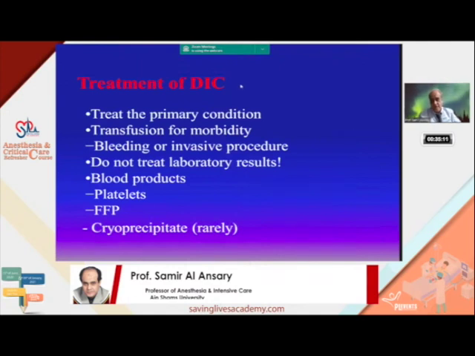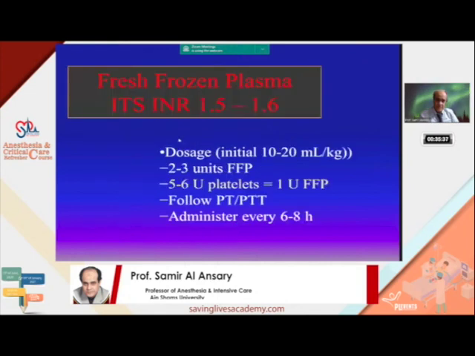Treatment of DIC is according to the situation and according to the underlying problem. But avoid any transfusion as you can. But if the patient is suffering from severe bleeding, you can give platelets if severely thrombocytopenic and bleeding, fresh frozen plasma, cryoprecipitate, factor concentrates, and so on. But try not to transfuse, because you will aggravate it.